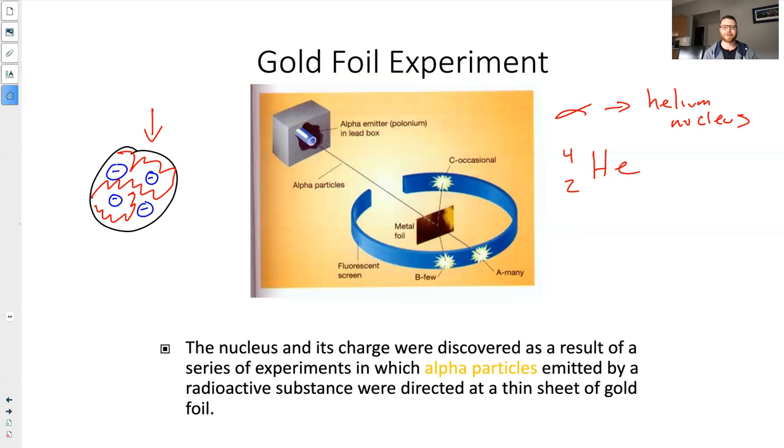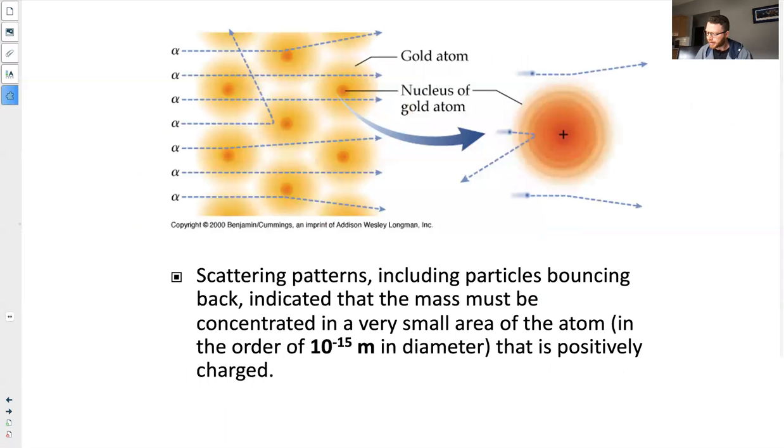And after the results of this experiment, he mentioned this in his lesson when he was teaching at a university. And he said that the results of this experiment were as incredible as if you fired a 15-inch shell, a gun, at tissue paper, and it came back and hit you. So he was just as surprised from the results of this experiment as anybody, right? So that's pretty fun. Okay, so this is, again, just another image of the gold foil experiment.